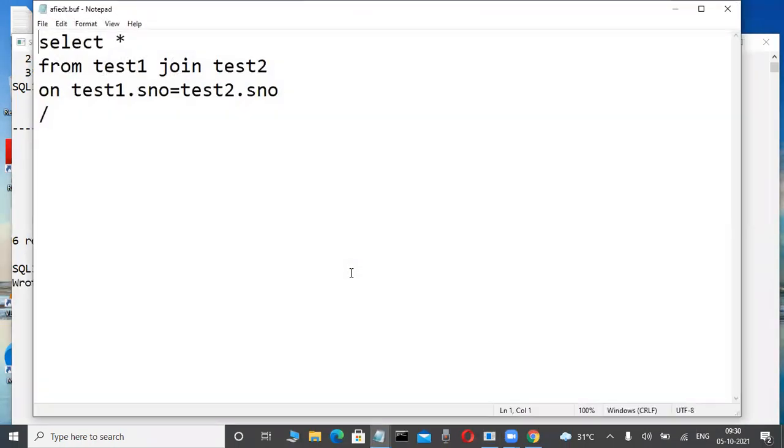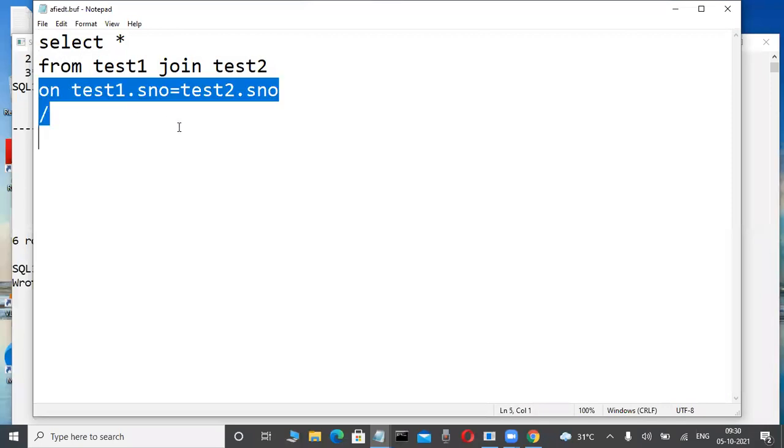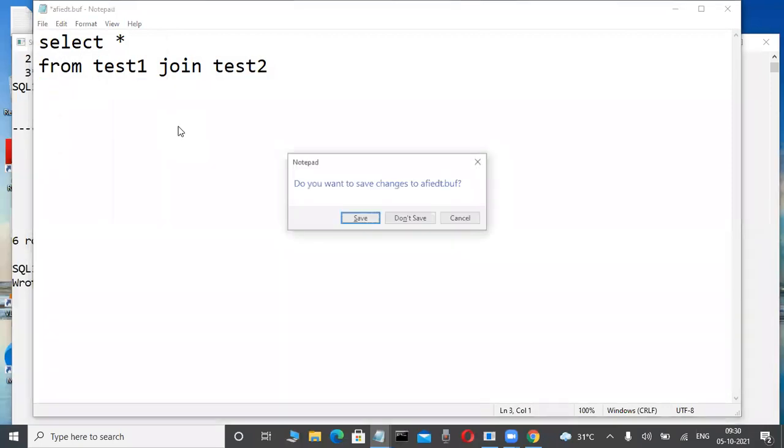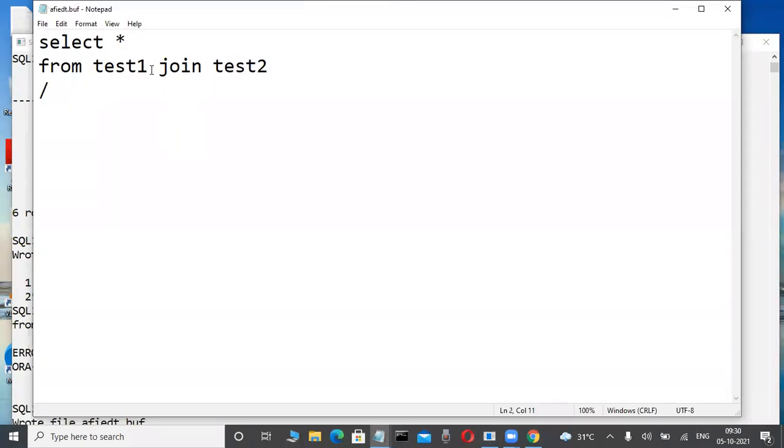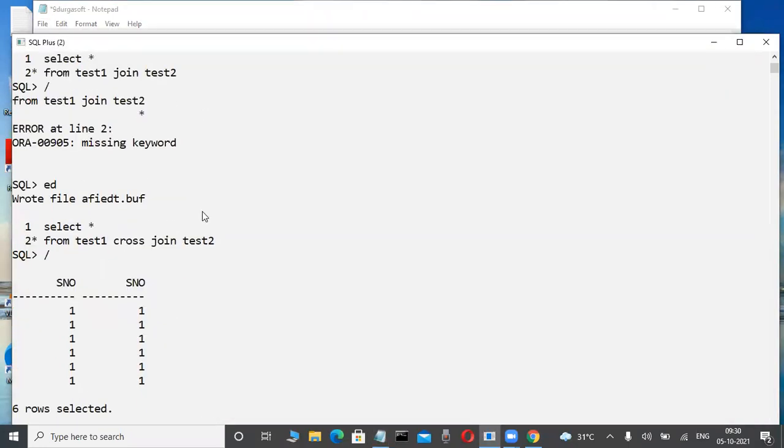Cross join, you have an idea. Cross join means we just have to remove this one. Now observe it here. I am not writing anything here, just the cross join keyword like this. Is it the same output or not?